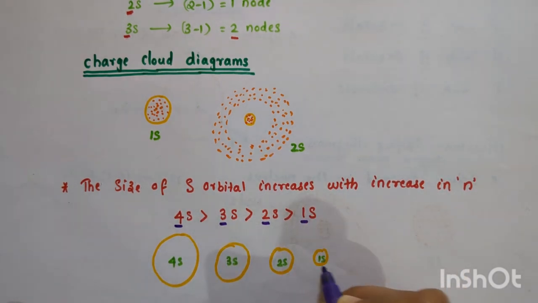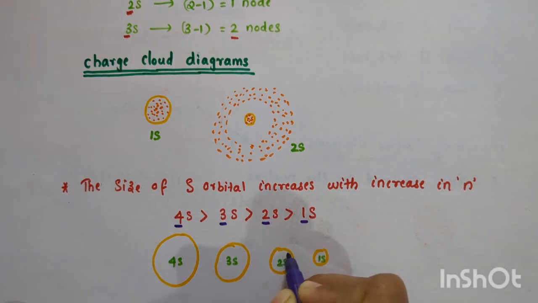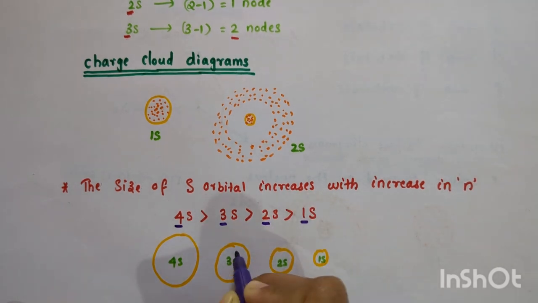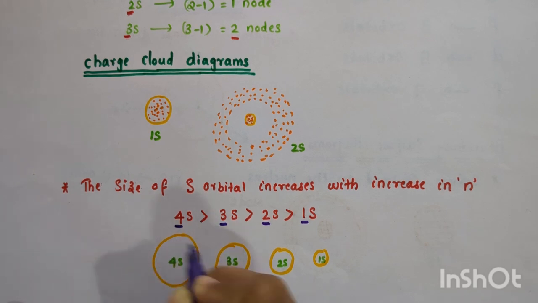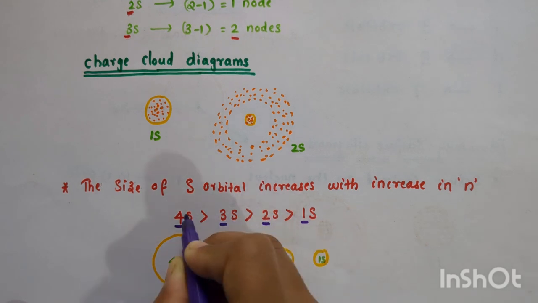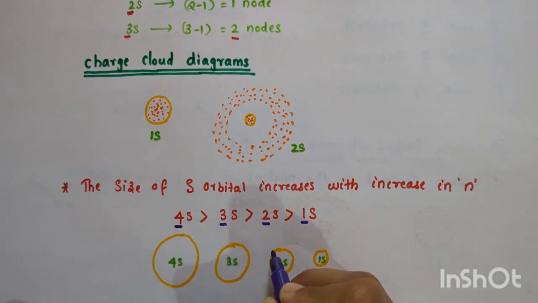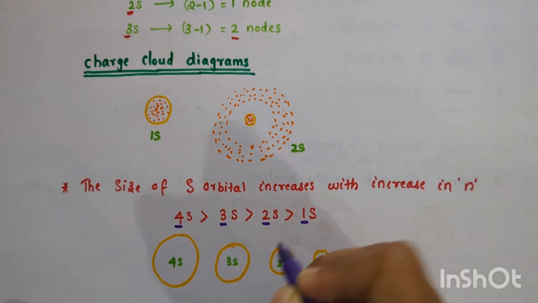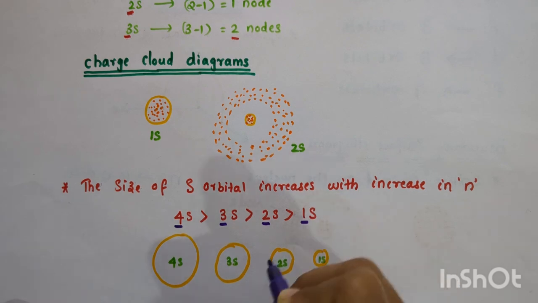For 1s, if we consider this as the size of the 1s orbital, then for 2s, its size will be greater than this. For 3s, it will be like this. For 4s, it will be like this. So the size of the s orbital increases with the increase in the principal quantum number n value, and the electron is located further away from the nucleus.